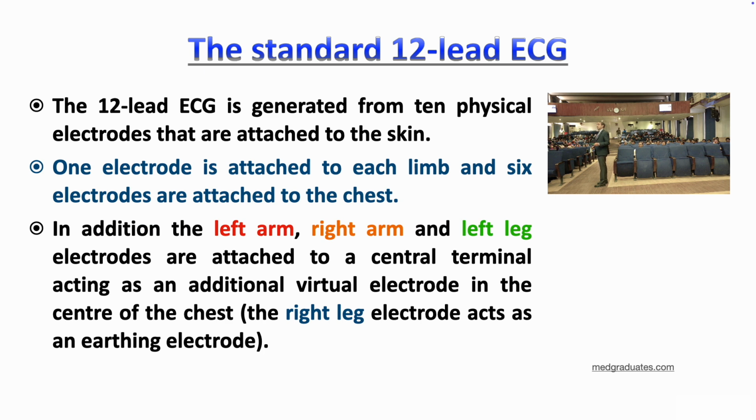The left arm, right arm and left leg electrodes are attached to a central terminus acting as an additional virtual electrode in the center of the chest.